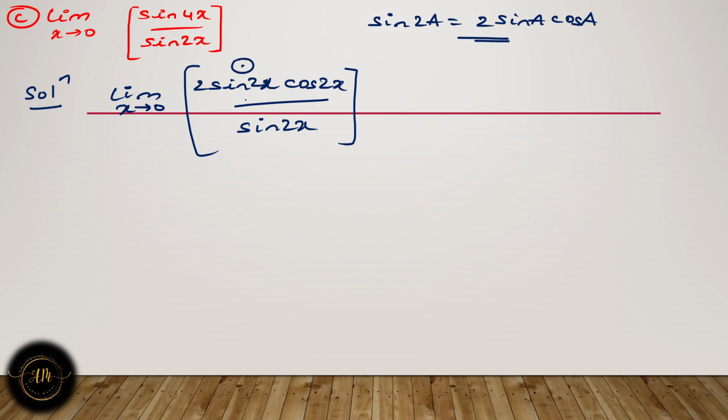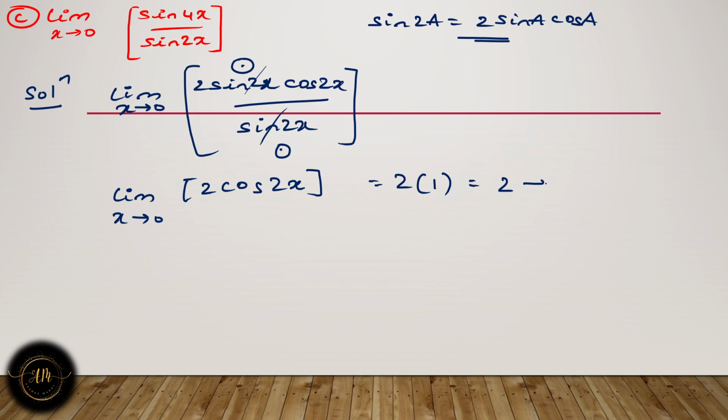So I can see one common term here, sine 2x, which mutually gets cancelled. So limit as x tends to 0 of 2 cos 2x. 2 is a constant taken out of the limit. Cos of 2 times 0, cos 0 is 1. 2 into 1 is 2. So therefore the limit exists. Clear?